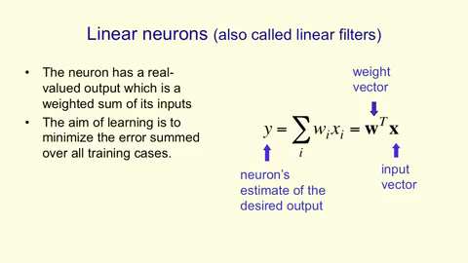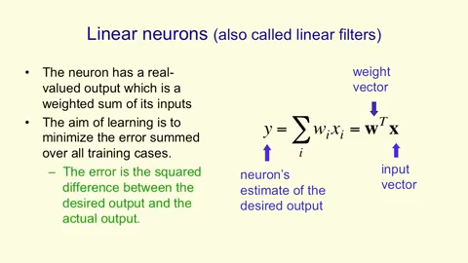The aim of the learning is to minimize the error summed over all training cases. We need a measure of that error, and to keep life simple, we use the squared difference between the target output and the actual output.